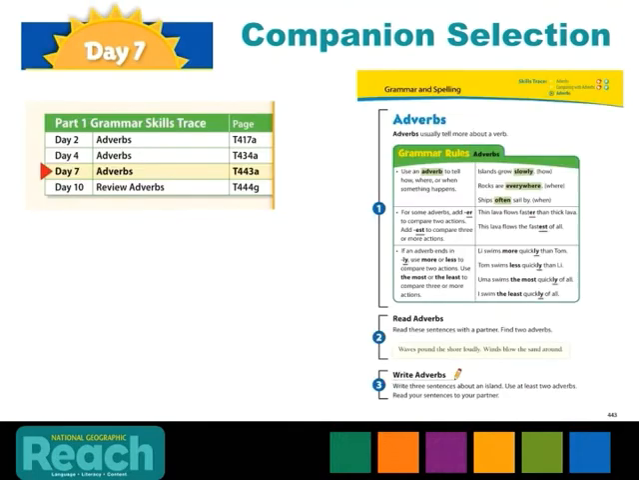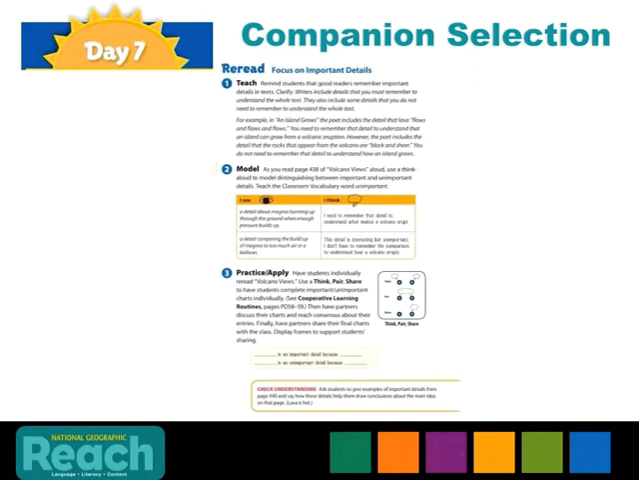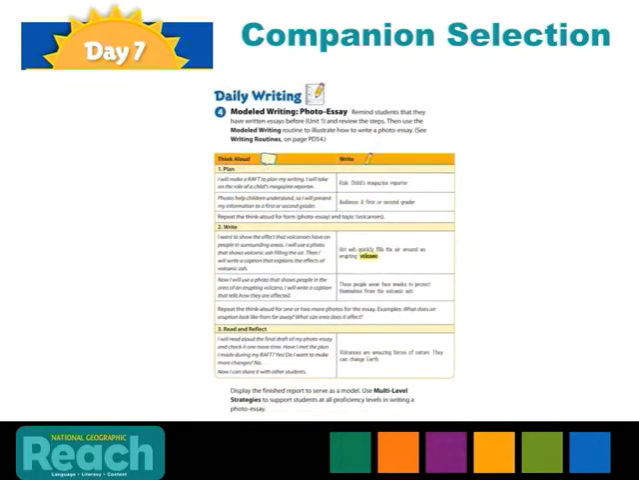On Day 7, students will be working on the grammar skill, but now they will be using their student book, gradually releasing responsibility to students for the skill. Students will also reread the companion selection with a specific focus on important details, and do their daily writing, which again is modeled writing, but this time they'll be using a Think Aloud to plan and write.